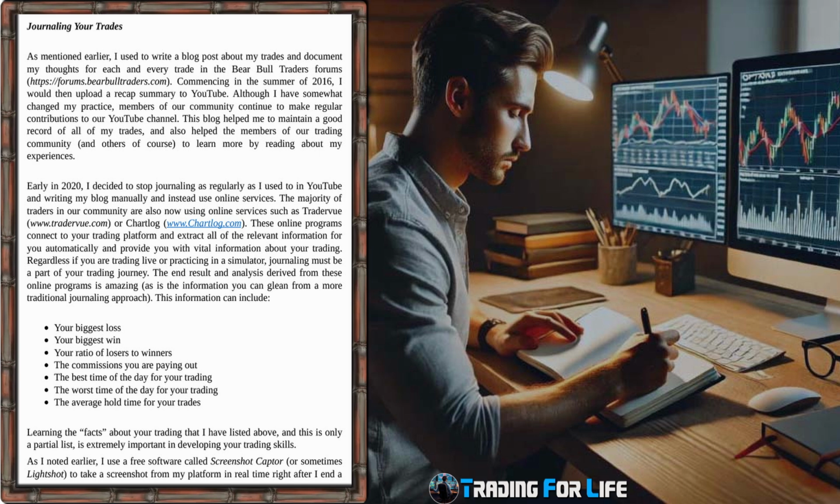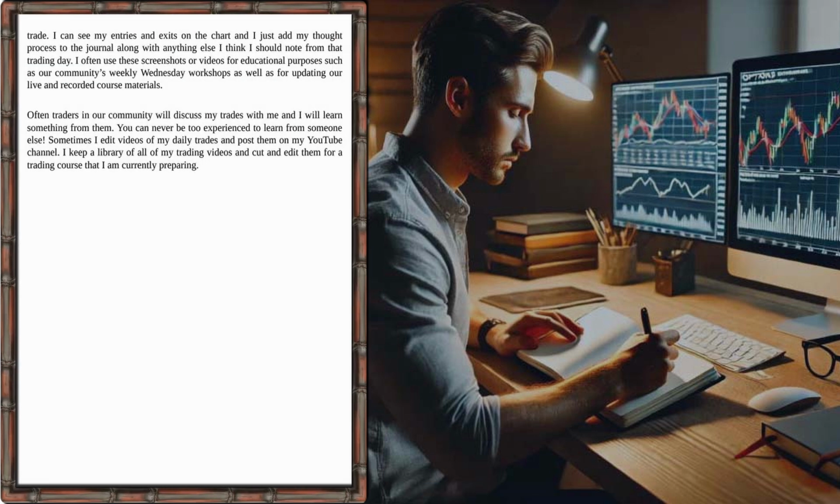As I noted earlier, I use a free software called Screenshot Captor, or sometimes Lightshot, to take a screenshot from my platform in real time, right after I end a trade. I can see my entries and exits on the chart, and I just add my thought process to the journal, along with anything else I think I should note from that trading day. I often use these screenshots or videos for educational purposes, such as our community's weekly Wednesday workshops, as well as for updating our live and recorded course materials. Often traders in our community will discuss my trades with me, and I will learn something from them.